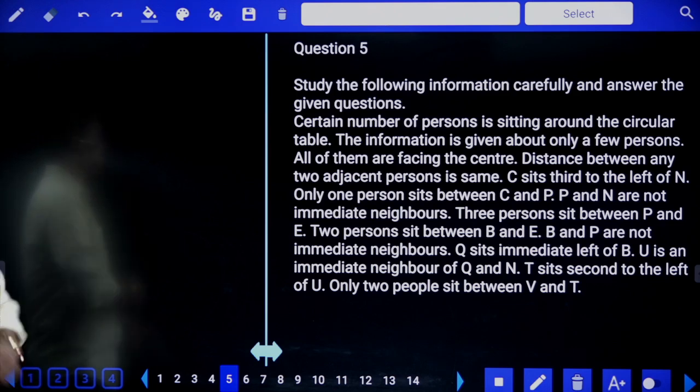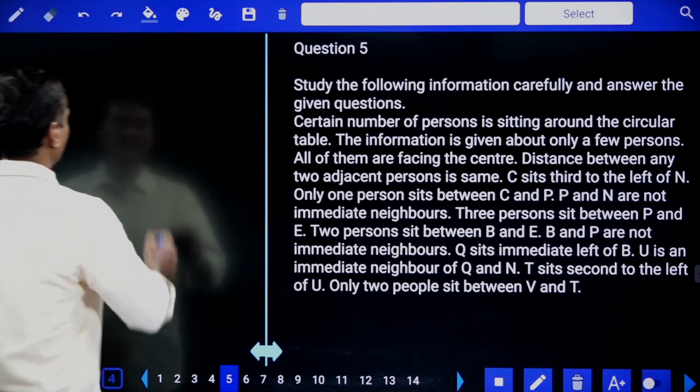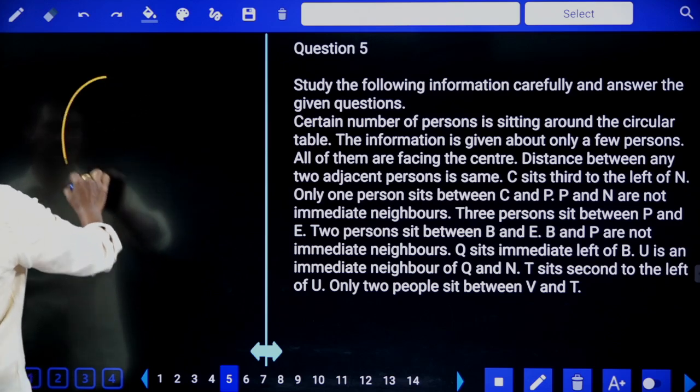Yes, your time is up. Now in this one, certain number of persons and all the persons are facing towards the center.